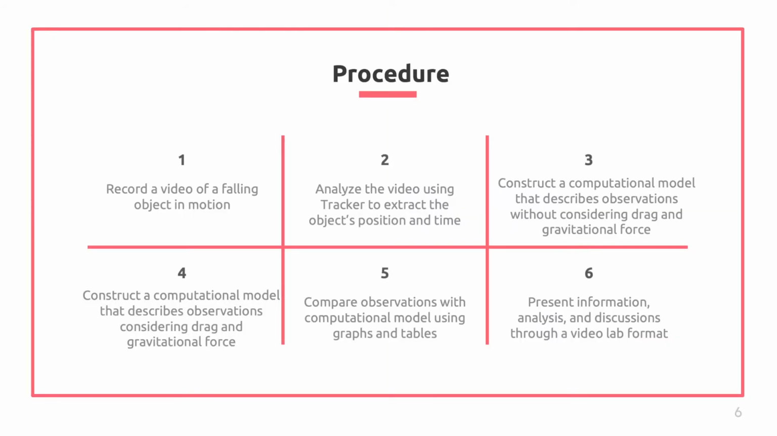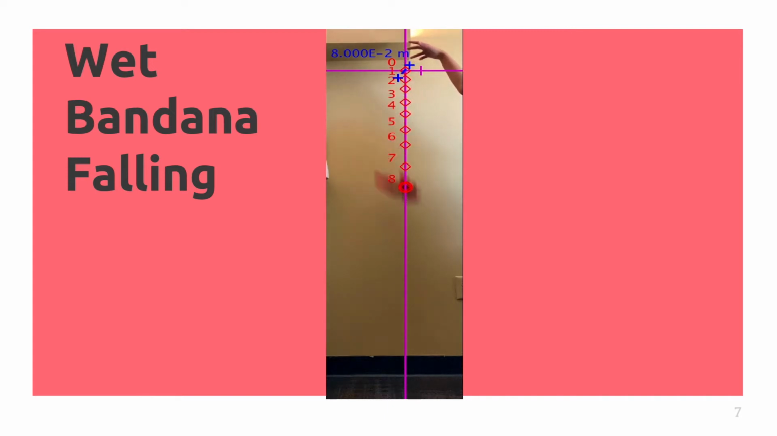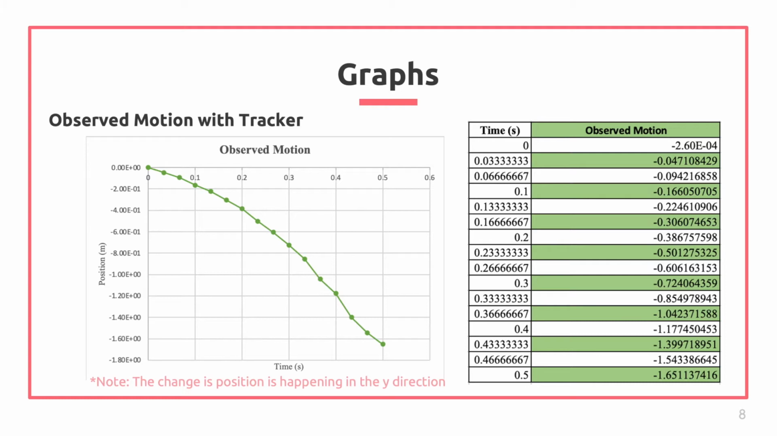This is the video of the experiment where you can see a wet bandana falling towards the floor. From the video, I extracted information about the change in position through time and created a graph and table. We can see that the experiment began approximately at time 0 in position 0 and ended at time 0.5 seconds at position negative 1.651 meters. In this experiment, the change in position shown only takes into account the vertical movement of the object. From the time frames and information taken, a graph was plotted. This graph does not show a perfectly linear velocity, where the velocity is the slope of the line shown.